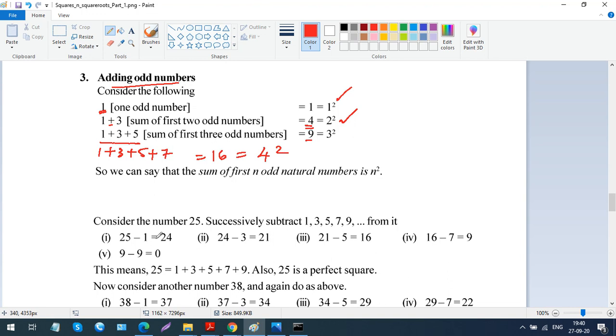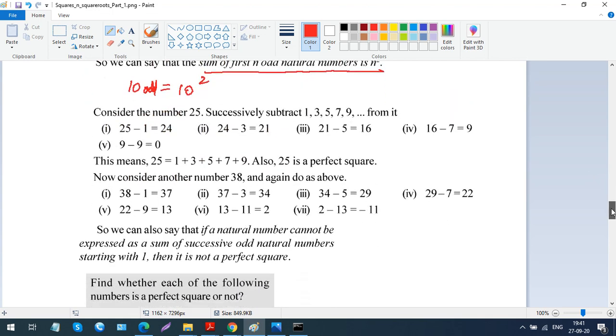The pattern follows. So if I want to add the first few odd numbers, what will be the sum of the first 10 odd numbers? When I took only one number, it was 1 square. When I took two numbers, it was 2 square. Three numbers, 3 square. Four numbers, 4 square. So if I ask you the answer for taking 10 odd numbers, you will say it will be 10 square. Understood? So we can say that the sum of the first n odd numbers is n square. Whatever number you are adding, that number squared. And n counts only the odd numbers.